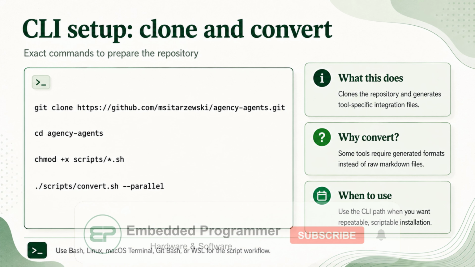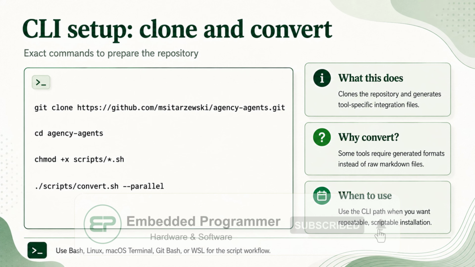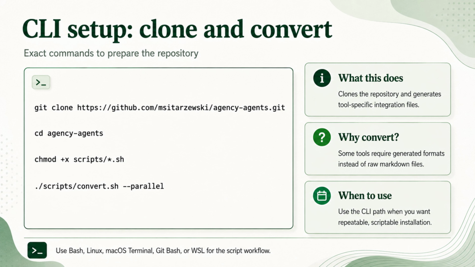For a repeatable technical setup, you can use the command line. First, clone the repository from GitHub, then move into the Agents folder. After that, make the shell scripts executable. Then run the convert script with the parallel option. The conversion step generates tool-specific integration files. This is useful because some coding tools do not use the raw Markdown agent files directly. Use this CLI workflow when you want a scriptable setup. It is also useful when you want a repeatable installation process or a more technical workflow. You can run these commands from Bash, macOS Terminal, Linux, Git Bash, or WSL.